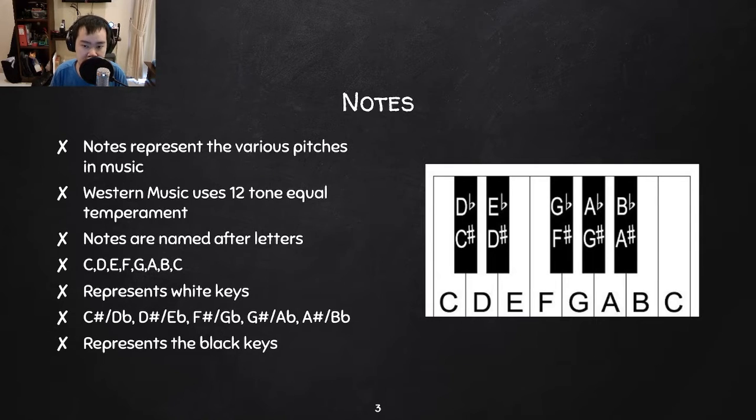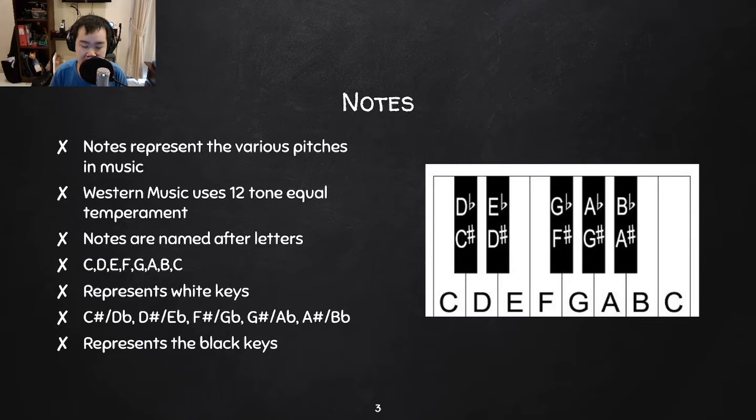Now, in between these notes, we have what are called sharps or flats. In music terms, they're called accidentals. What looks like the pound sign or hashtag is called a sharp, which means it is half a semitone up from the original note. We'll talk about what a semitone is later. And what looks like a small letter b next to it is called a flat, which means it's half a semitone down. So there's C sharp, D flat, D sharp, E flat, F sharp, G flat, G sharp, A flat, A sharp, B flat. And these represent the black keys of the keyboard.